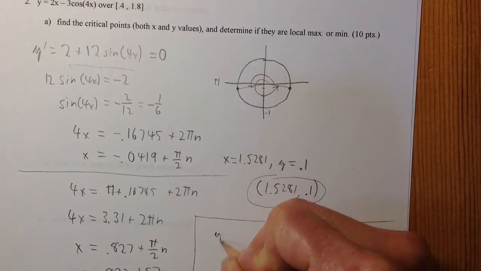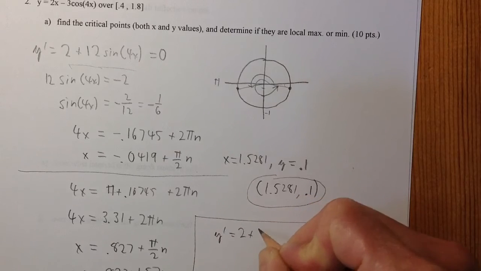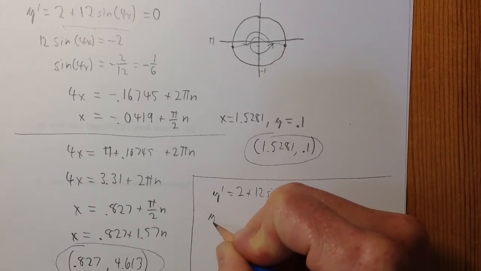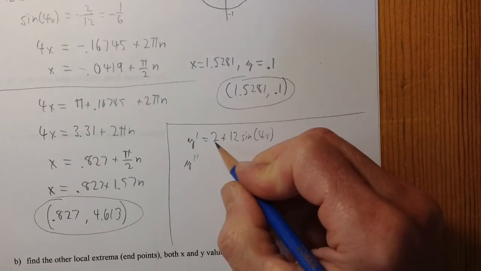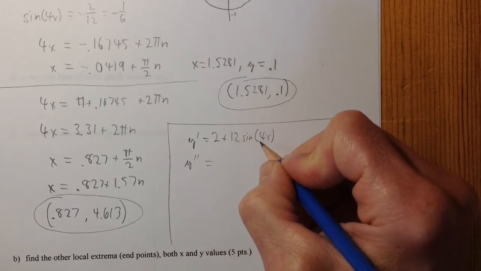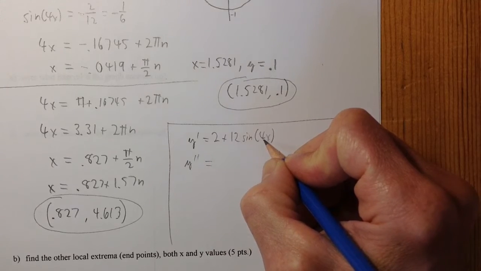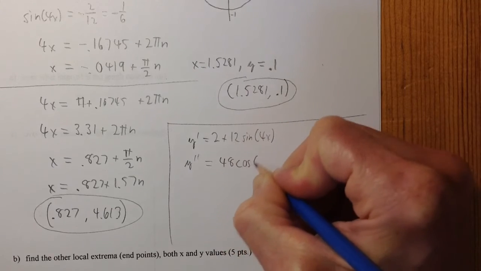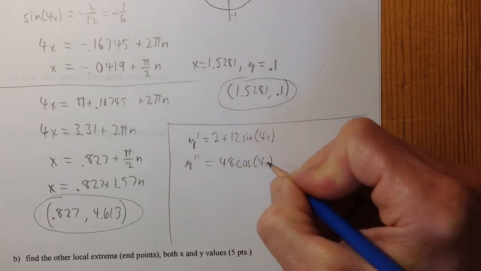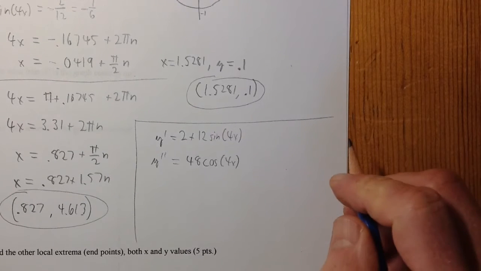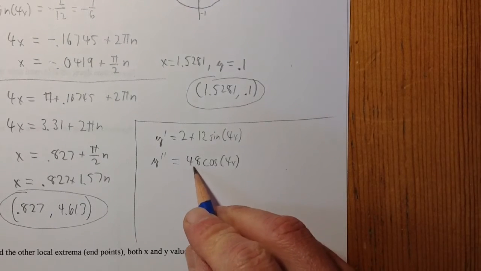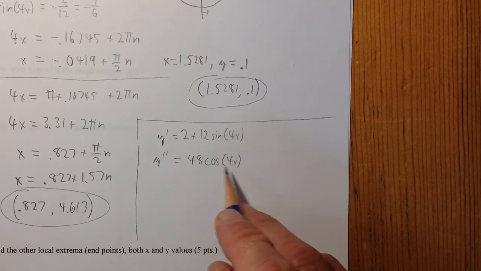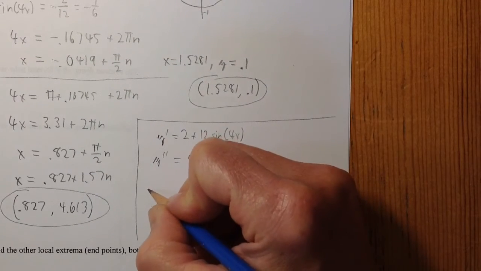So we already figured out that the first derivative was 2 plus 12 sine of 4x. The second derivative then is going to be positive, and we're going to get another 4 out of this with the chain rule. So it's 4 times that, so it's 48 cosine of 4x, and the derivative of sine is positive cosine. That's good. The 48 doesn't matter. We want to know if it's positive or negative, so we're multiplying by positive numbers. So we just have to see whether cosine of 4 times those numbers is positive or negative.